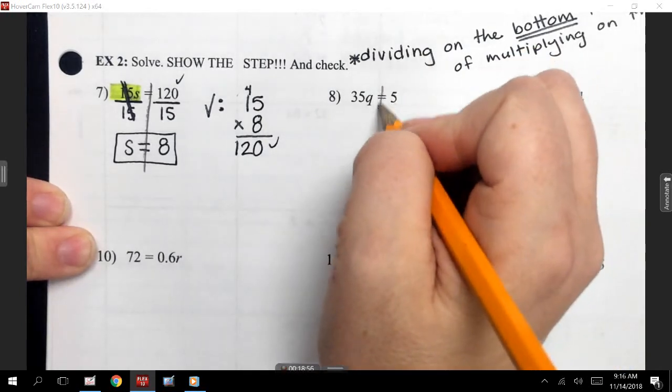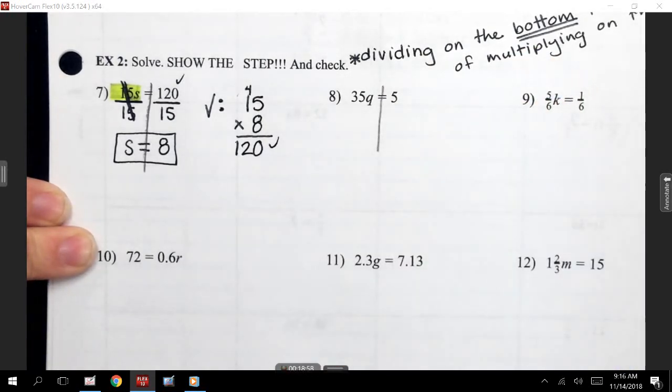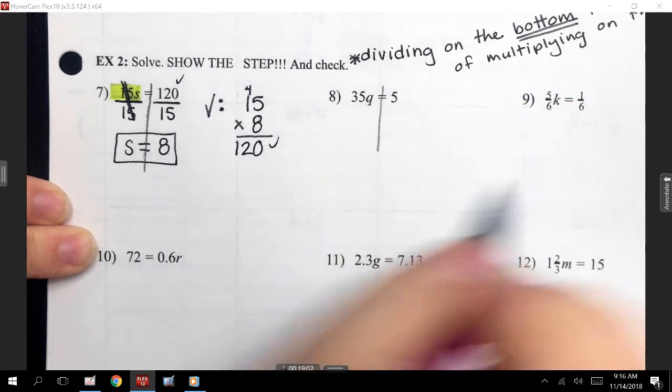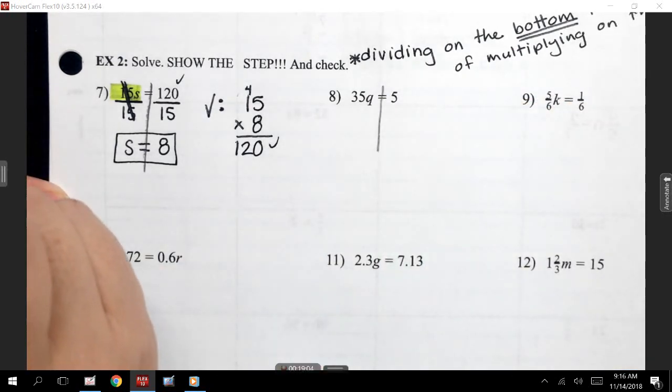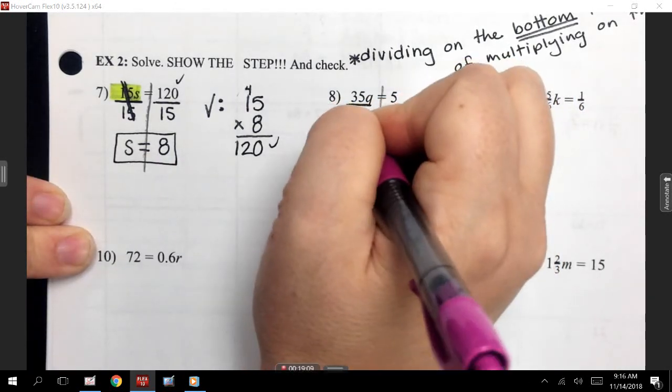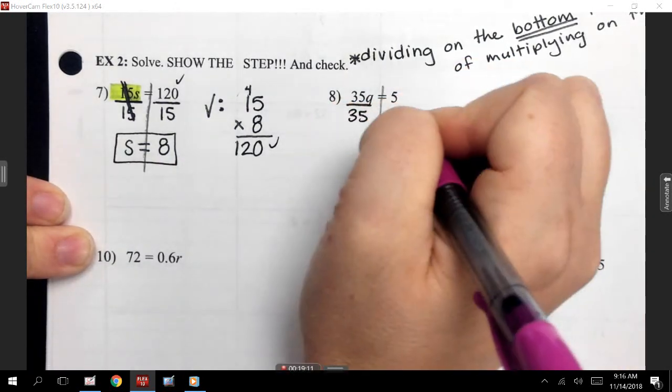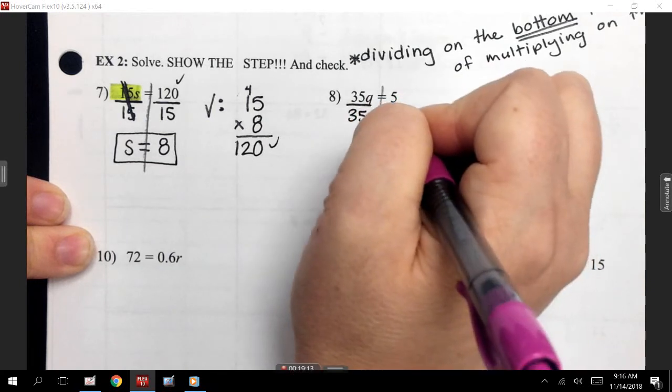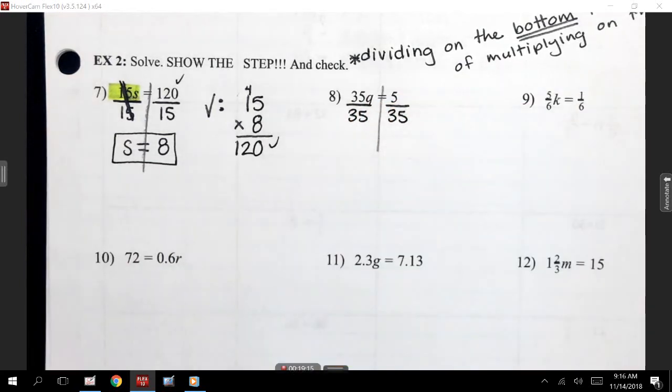All right, number 8. Again, there's where my split happens. What am I going to do to both sides on this one? We're going to use 35, and what operation am I doing? Division. So I'm going to divide by 35, and if I do it on one side, got to do it on the other. All right, y'all, you know what I love is that Jacob didn't even hesitate. He said, I know I'm dividing by 35. How did you know you were dividing by 35?